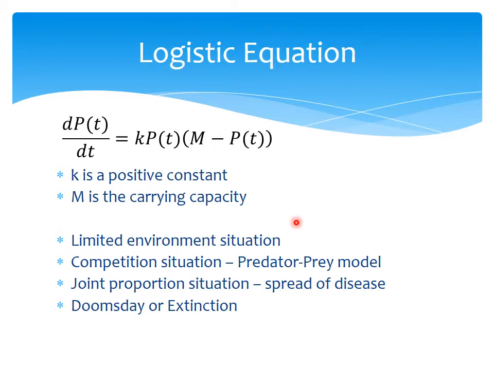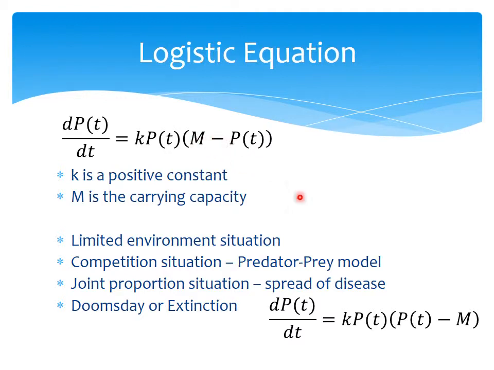And the last one is what's called the doomsday or extinction population model. So that requires a little tweak to the logistic equation. So if you see up here, it's m minus p. Here we have p minus m, and that basically says at what population, if you go below this m value, which now is called the threshold population, if you go below that, you have a really good chance of the population that you're modeling going extinct or just disappearing.